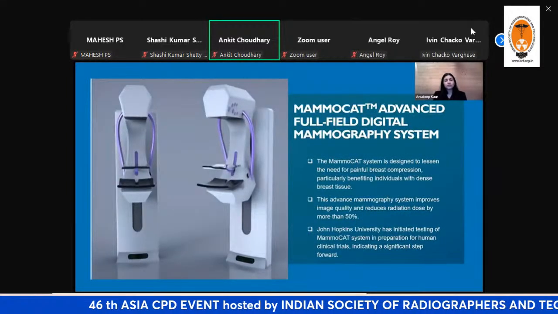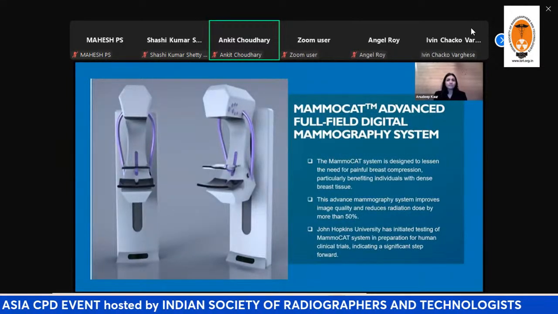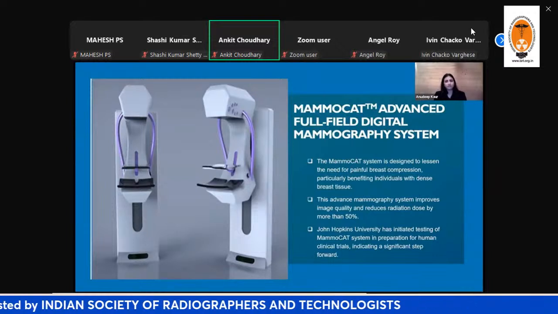Now another one is the MammoCat Advanced Full Field Digital Mammographic System.